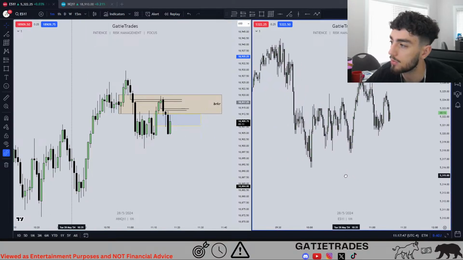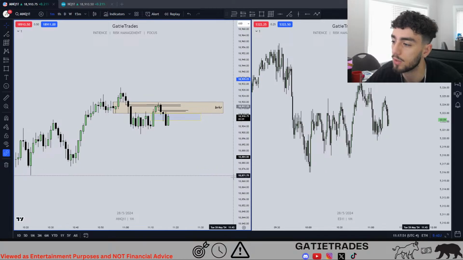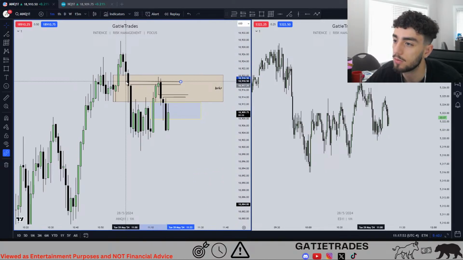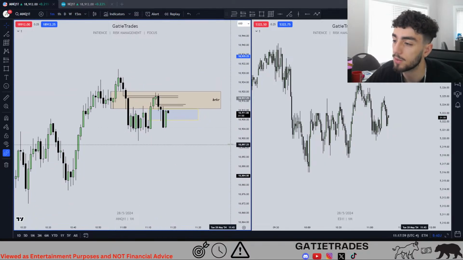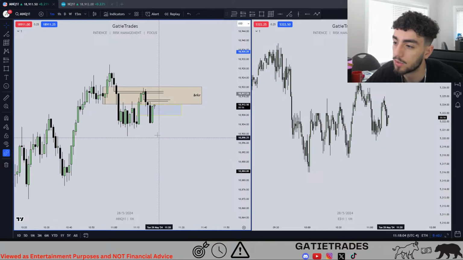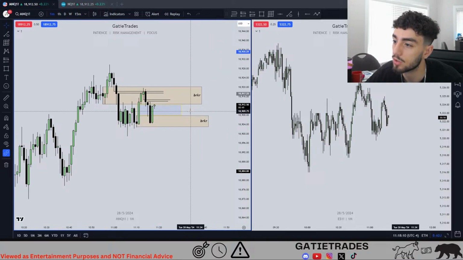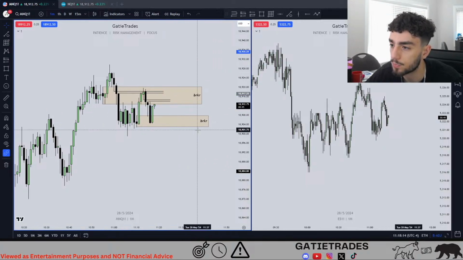Equal lows. It looks like a market maker sell model, and then it just comes back down. Right. First fair value gap held. This fair value gap held perfectly. The breaker held perfectly. We inverse this. We're trading in the balanced price range. High, low, higher, high, lower, low. We can get a second breaker right here. Second stage entry potentially. I think it looks really good. That's how I see it at least.